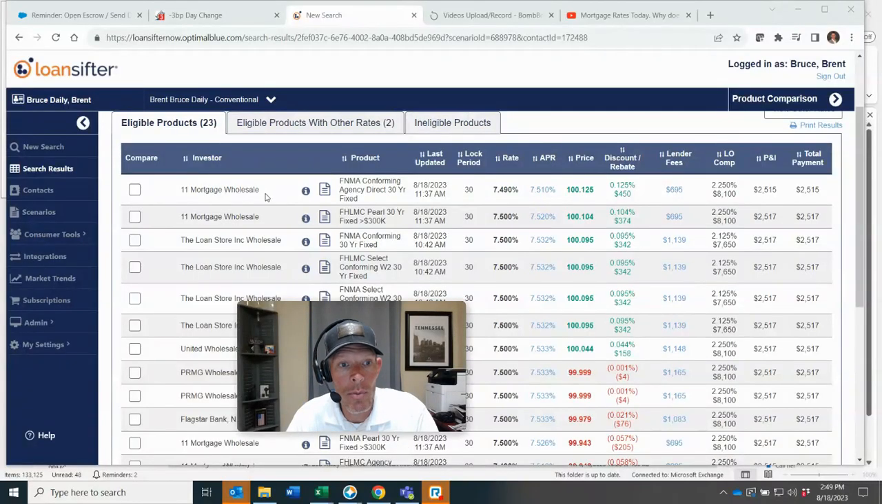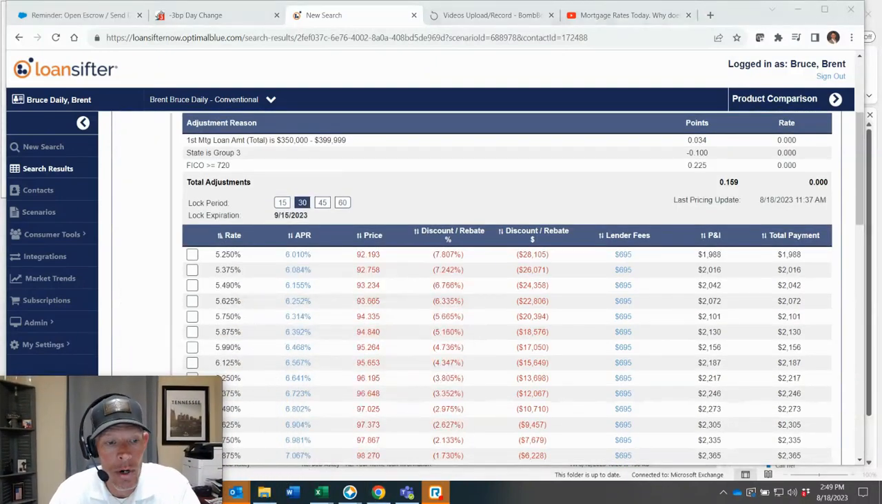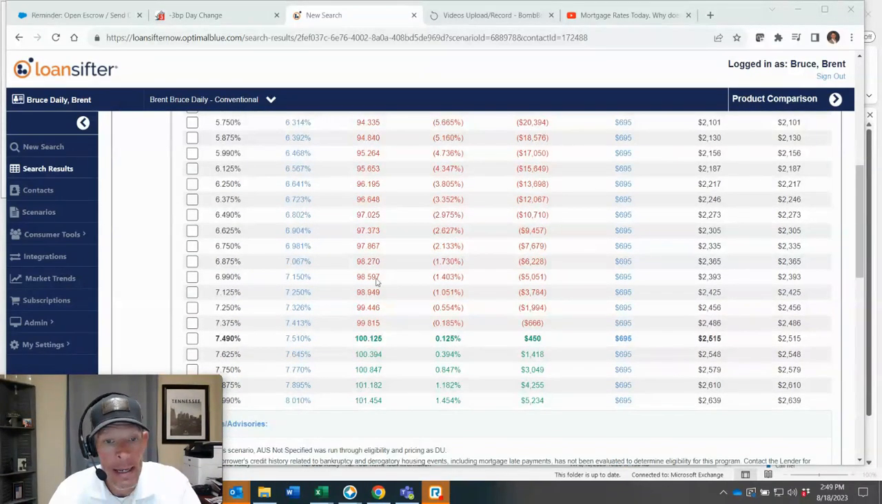So let's take a look and see. Go back here. 11 Mortgage is offering for me to give you a 7.49% with $450 back. Okay, so 7.49, $450 in credit. If we open this up, what does it look like if you're to pay a point, or the client is to pay a point? So let's go all the way back to, we're here, right here, 99, 7.4. We got to go to 99, right about here. Okay, 1.05, and you get into 7.125. Not a huge difference in paying a point.